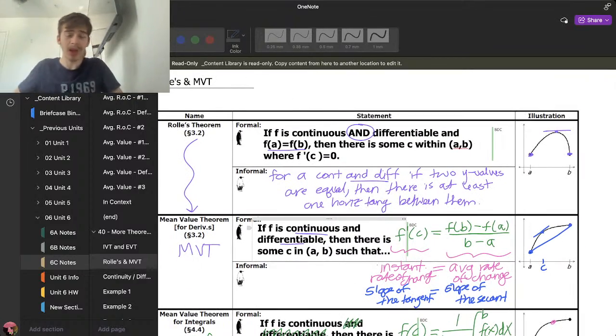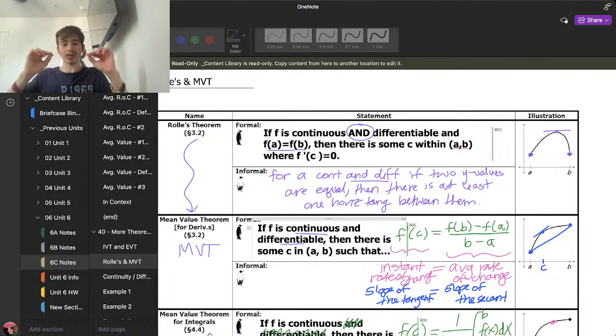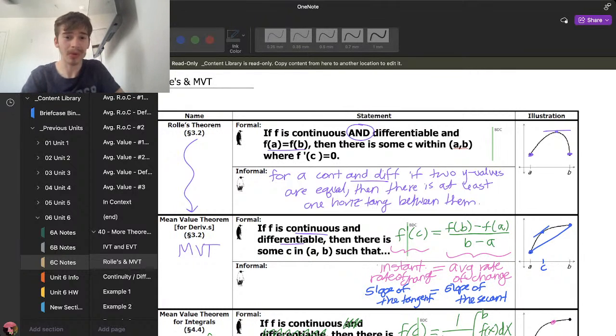Rolle's theorem: if f is continuous and differentiable and f of a equals f of b, there is some c within a, b where f prime of c is equal to 0. This makes sense. In order for those two y values to be the same, and the function continuous and differentiable, it has to either decrease and then begin increasing, or increase and then begin decreasing, or just stay as a straight line. Either way, there is some c for which f prime of c is 0, even if there are several of them actually.